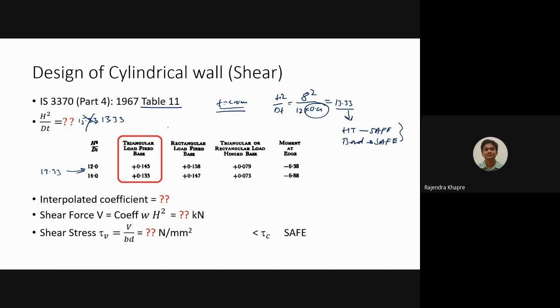If you refer to Table 11 of IS 3370 Part 4, 1967, you have to refer to the column of triangular load with fixed base and interpolate the coefficient. Can anybody give me what is the coefficient?